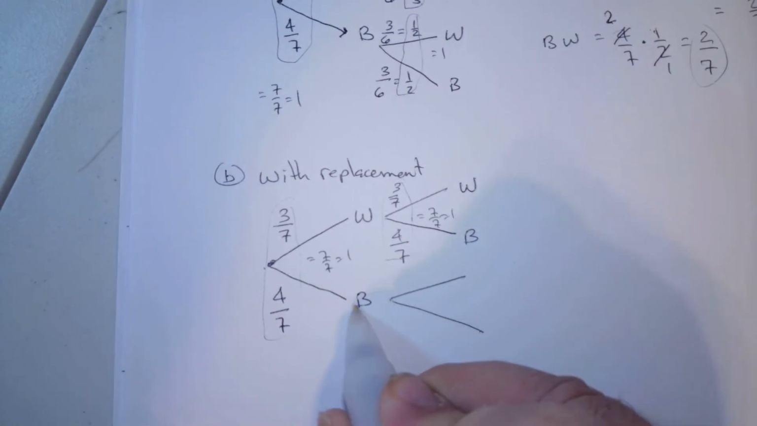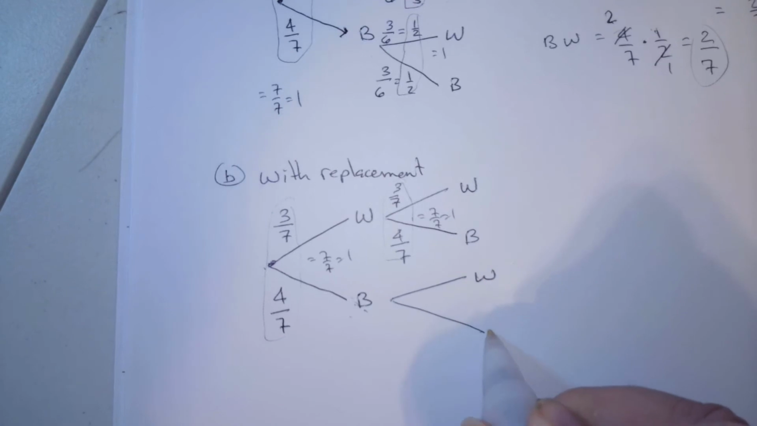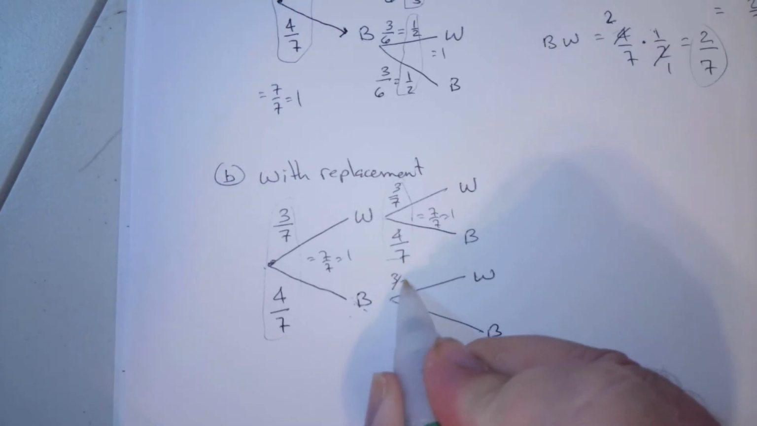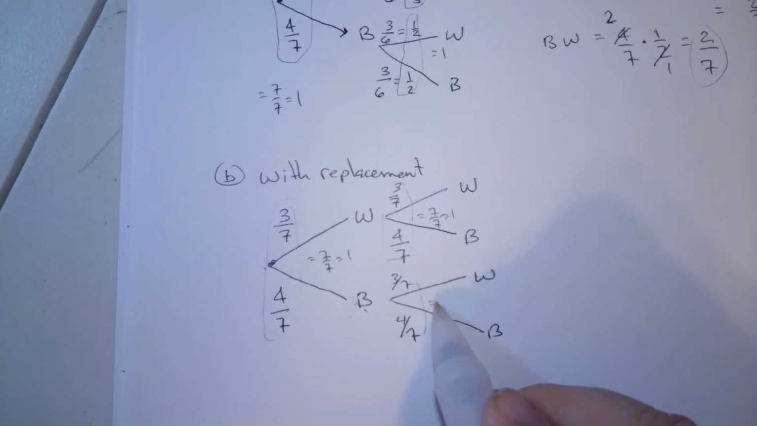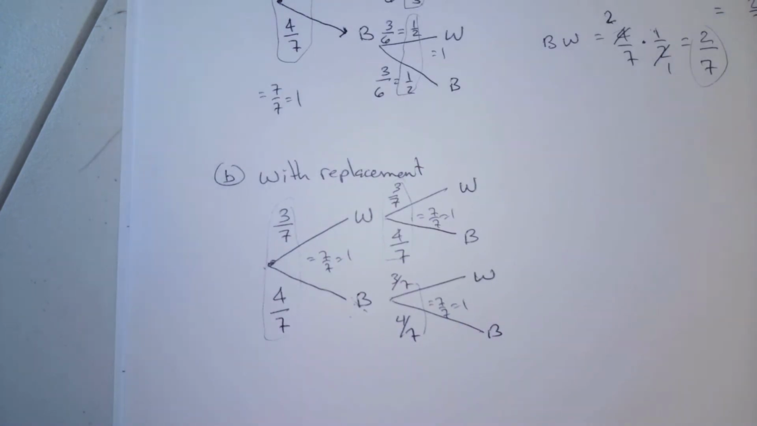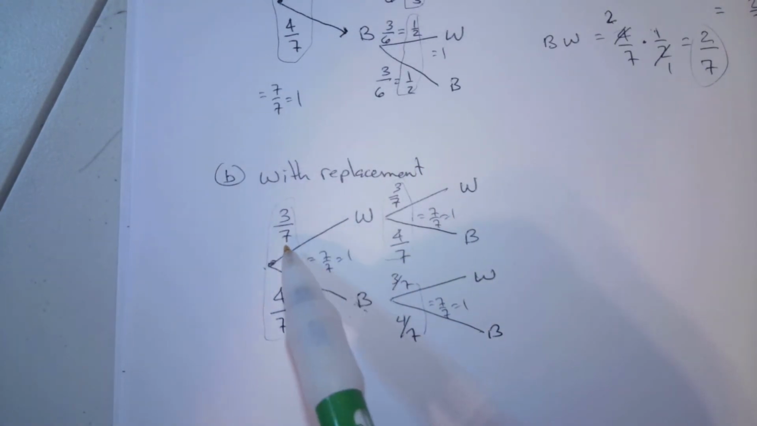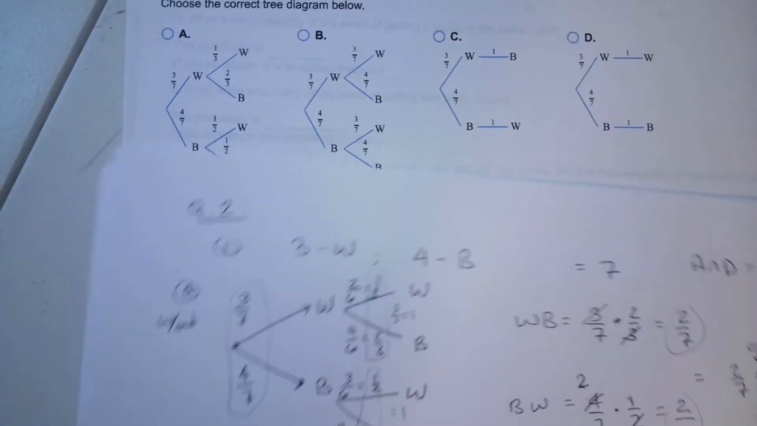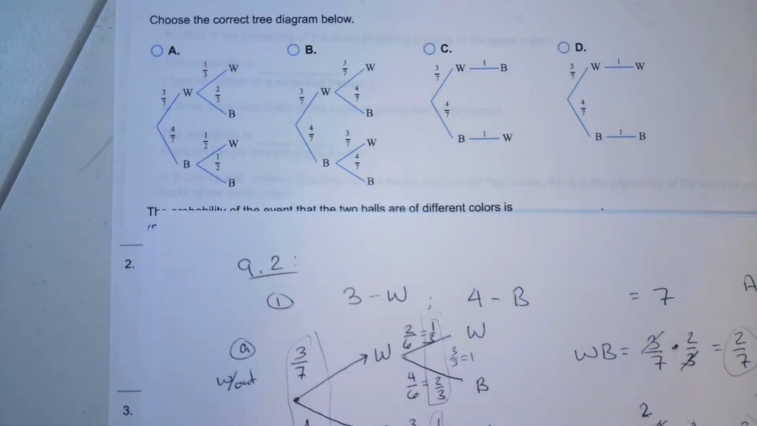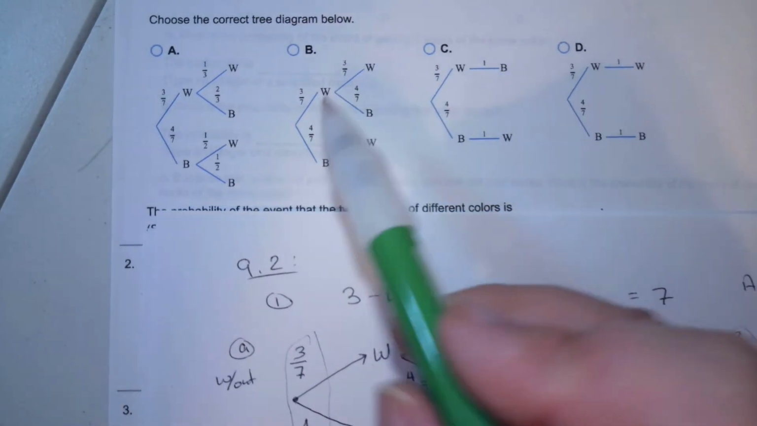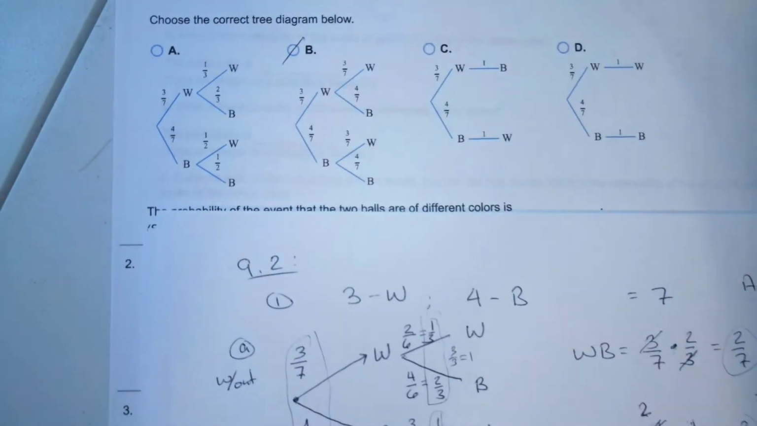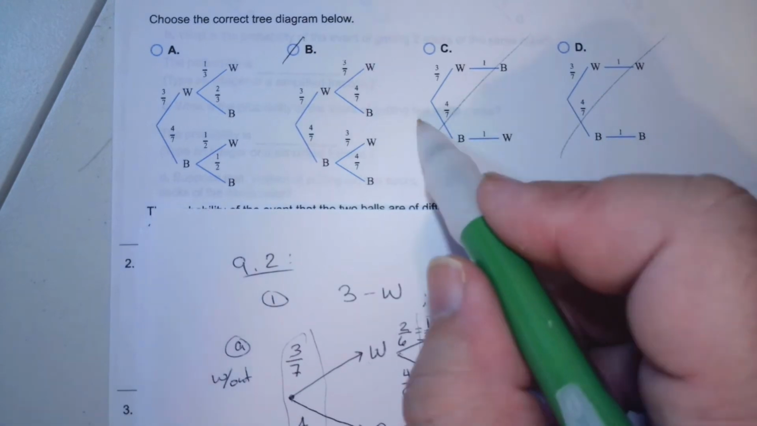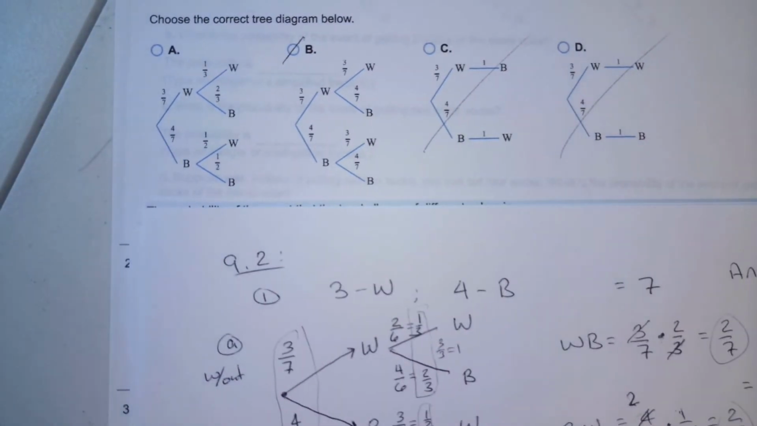Same thing if the first ball is black, then the next one could be a white or a black ball. So it's still 3 over 7, 4 over 7. Same thing, it equals 7 over 7, which is 1. So we're looking for 3 over 7, 3 over 7, 3 over 7, 4 over 7. Let's see if we can find that picture. So for the white one it's 3 over 7, white one 3 over 7, 4 over 7. So the answer is B. It can't be C and D because it only goes different colors one time, and that's not going to help us at all.